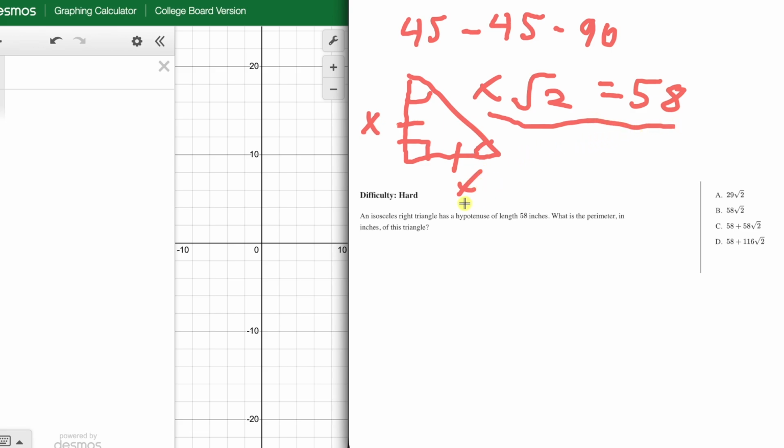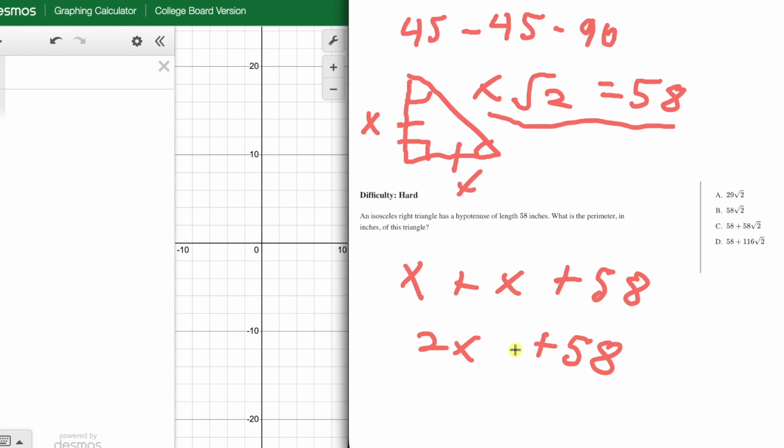This first equation will give us the value of x and the value of all the side lengths, so then we can find the perimeter. The perimeter is just all of the side lengths added up, so it would be x plus x plus 58. Simplified, that's 2x plus 58, and that gives us the perimeter. So those are the two equations we need to plug into Desmos to figure out what the perimeter is.